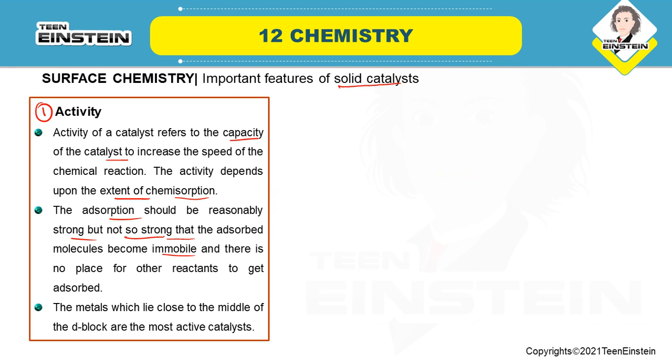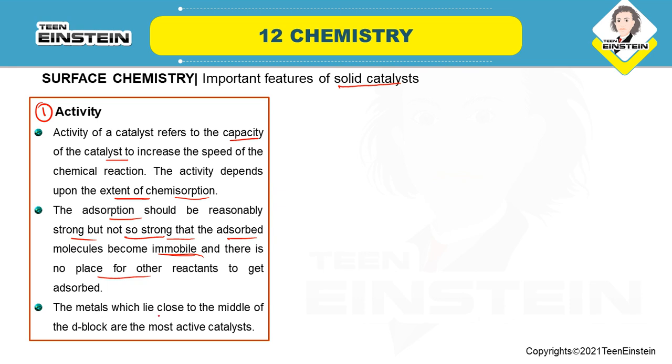So that is why it should not be so strong that adsorbed molecules become immobile. As a result, there will be no vacant places for other reactants to get adsorbed. So the next cycle cannot start. Okay, so that is why the adsorption should have some optimum nature.